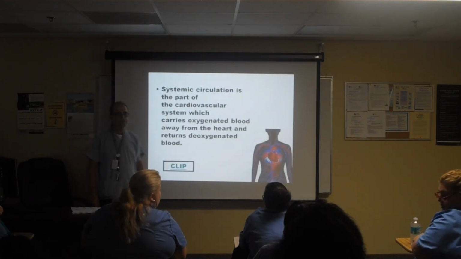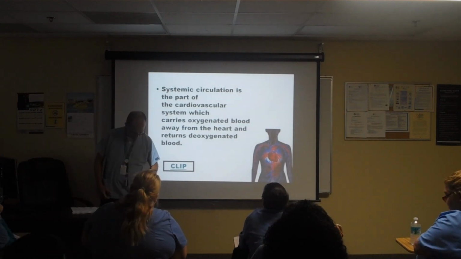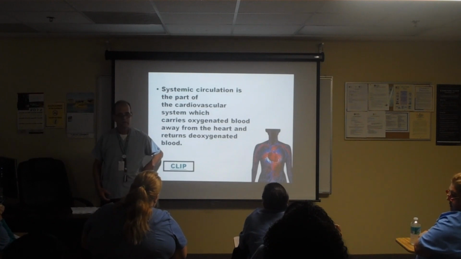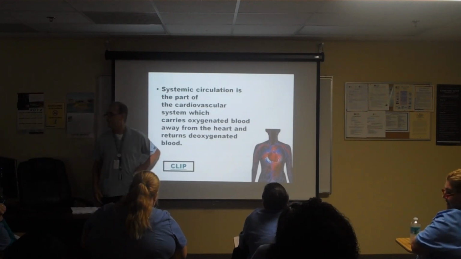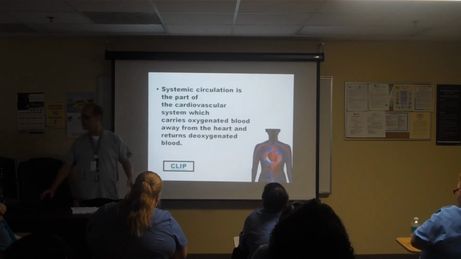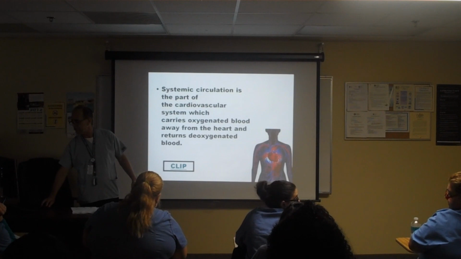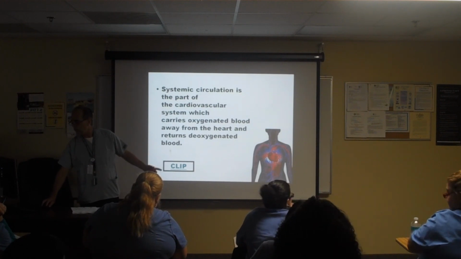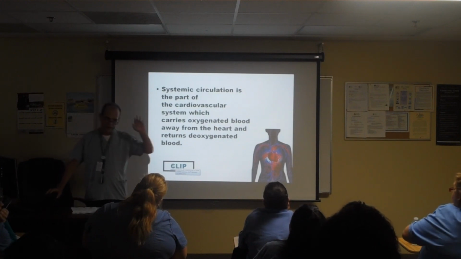Systemic circulation. Systemic circulation is the part of the cardiovascular system which carries oxygenated blood away from the heart, and returns deoxygenated blood. Look, how beautiful. I put the clip here and you have a movie, but we do not have too much time for this.